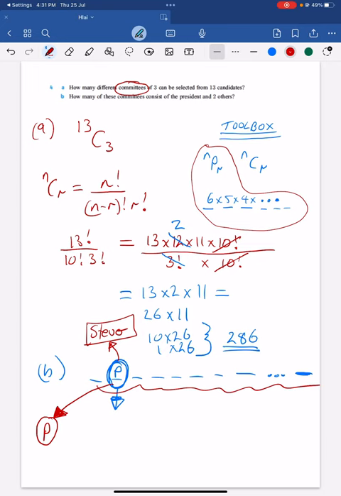Right, so let's put P here, and then can you see that actually just from the 12 remaining people, we're just choosing 2. So this is just a question that is 12 choose 2, or 12 combinations 2. Again, straight to the calculator, or let's be fancy, 12 factorial over 10 factorial times 2 factorial, which is 12 times 11 over 2 times 1. And here you can see that that is 66.